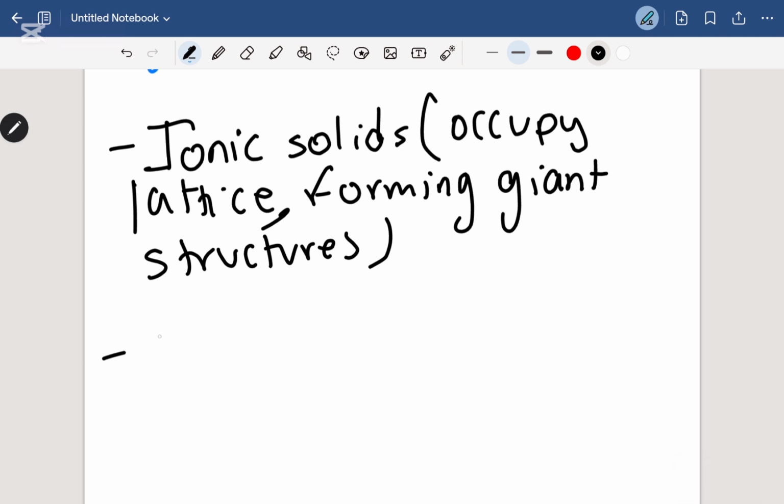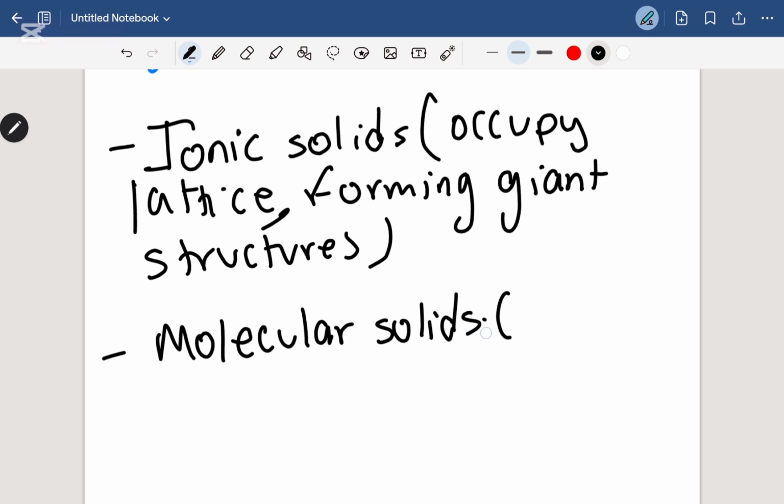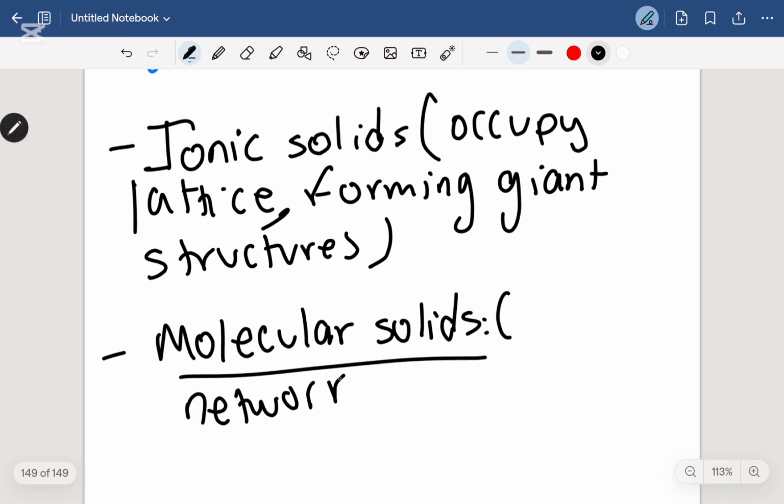Moving on to the next one, we are discussing molecular solids. So what about molecular solids? Now, a molecular solid has discrete covalent molecules that occupy lattice points. Now, what does this mean? This very simply means that molecular solids do not have a network. They are not a network solid, because a network solid is where all the atoms are bonded to 4 other atoms or 3 other atoms, and it's this constant repetition that forms a lattice. Whereas molecular solids are molecules that form together.